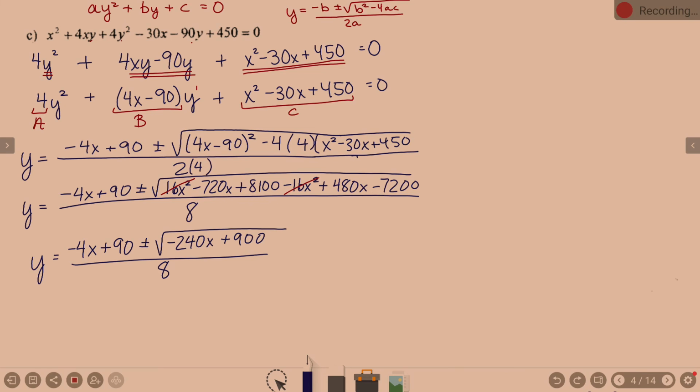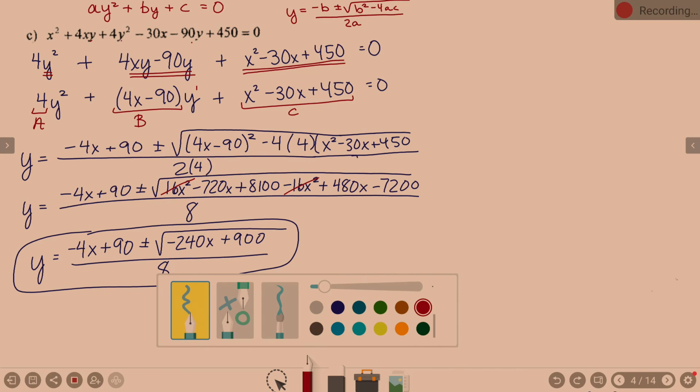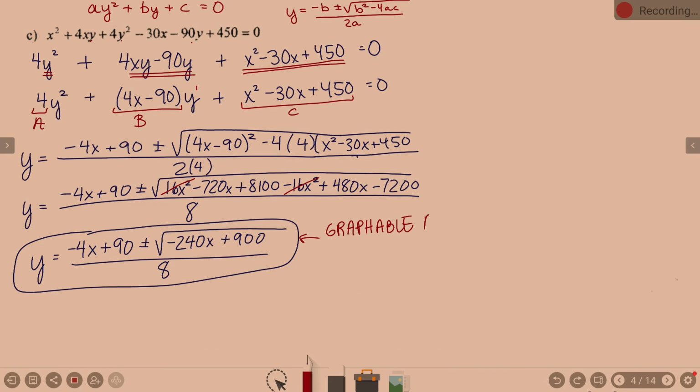This would be a good thing to graph. I can show you one way to simplify it, which is just good to know. But this is what I would call graphable at this point. Okay? The one thing that could simplify, guys, under the radical, and I want to show you this so you can see how it works out, but you wouldn't be required to do this.